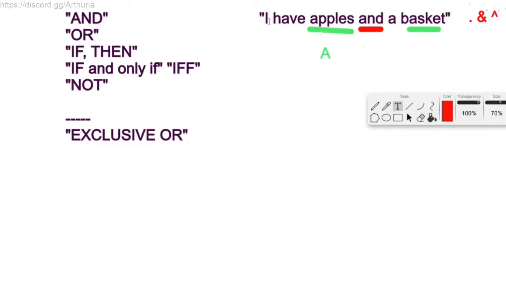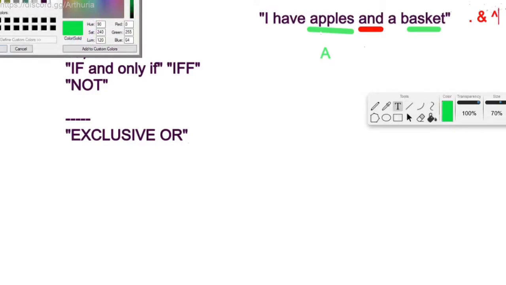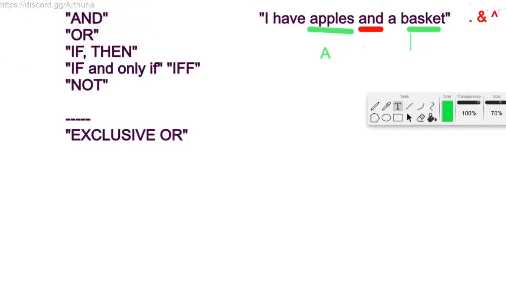So when we're trying to translate into our logical language, I have apples and a basket. We make apples be A, we make our basket be B, and then we connect them with our operator for and. So we would write here A and B. And so that's how translations work. They can get more complicated and we'll do more examples, but this is the general gist of how we do translations. Any questions so far?